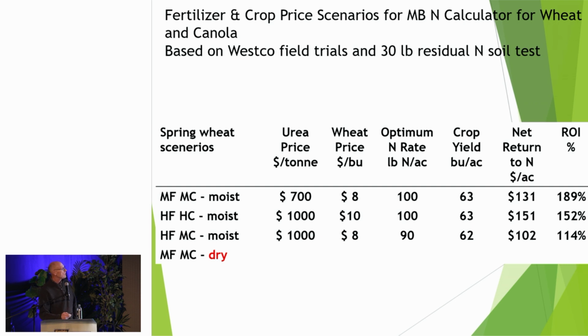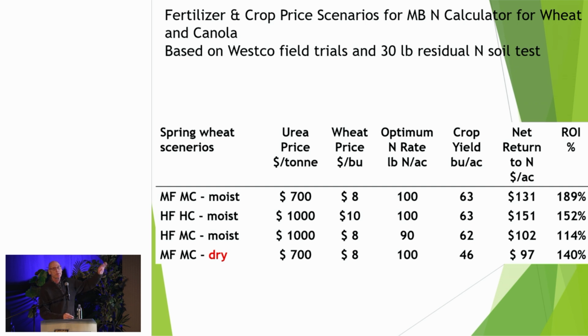If we end up getting a dry year and I have to slide down to that other yield curve, it actually doesn't change the optimum nitrogen rate that much, but my yields are reduced because moisture is limiting, and of course, so your profitability net return is reduced.